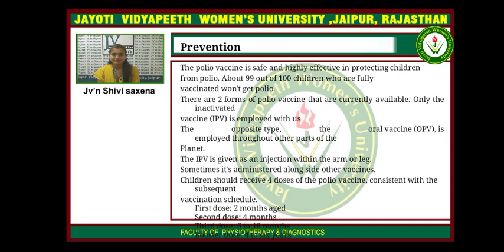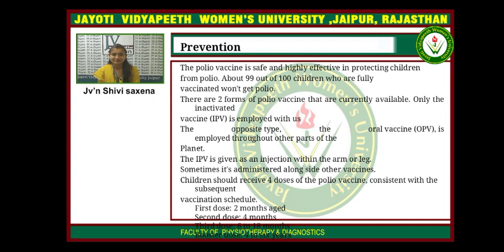Prevention. The polio vaccine is safe and highly effective in protecting children from polio. About 99 out of 100 children who are fully vaccinated won't get polio. There are two forms of polio vaccine that are currently available. Only the inactivated vaccine, IPV, is employed in the US. The other type, the oral vaccine OPV, is employed throughout other parts of the world.